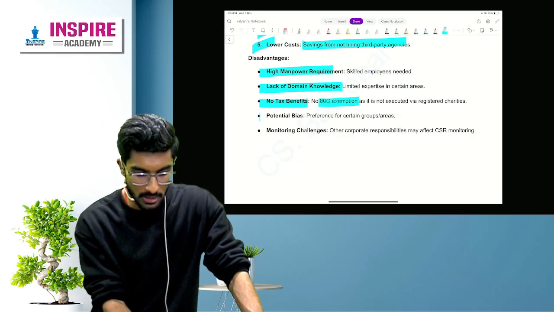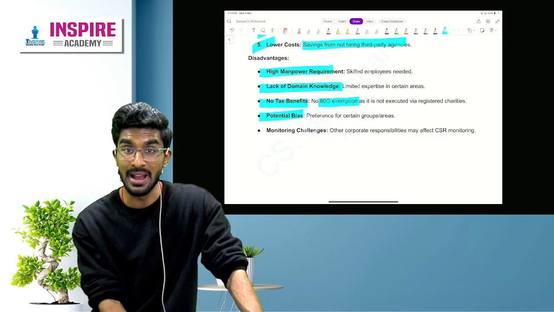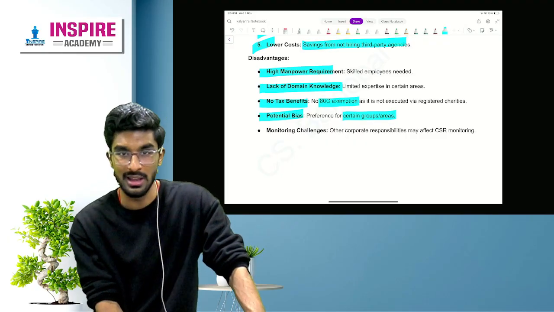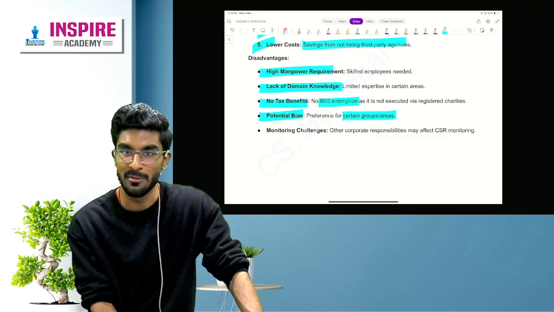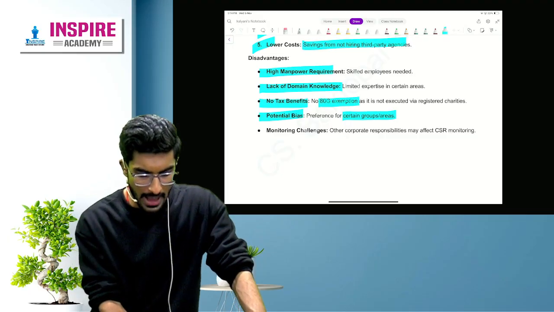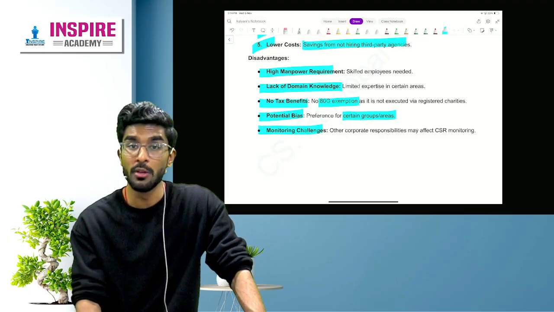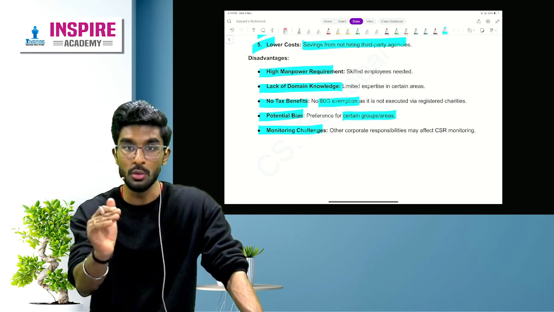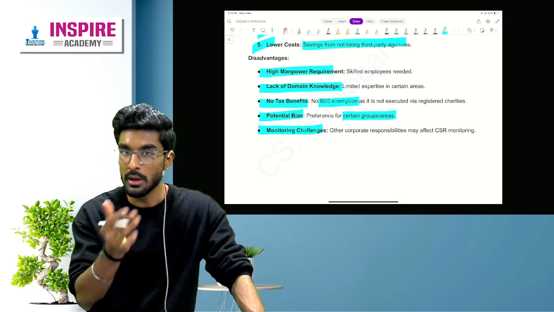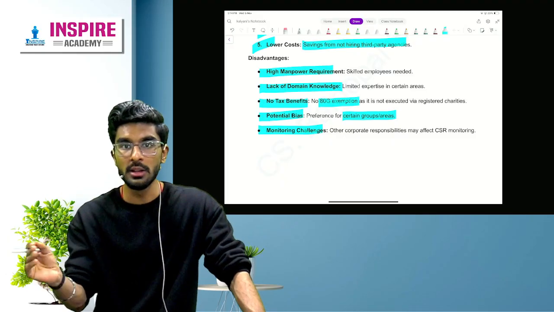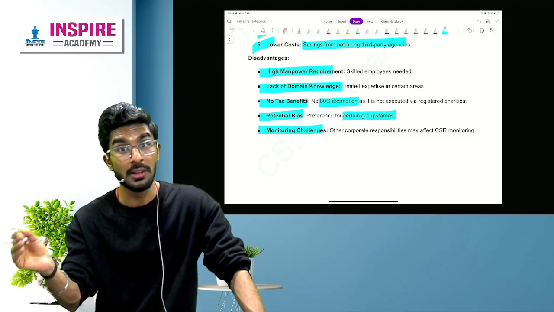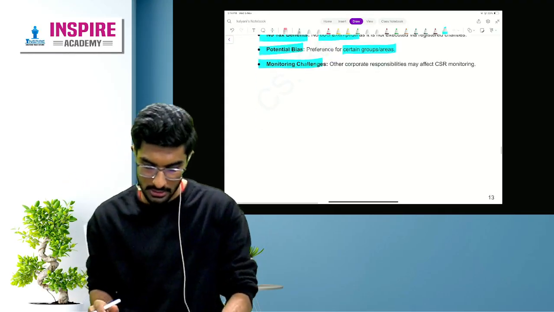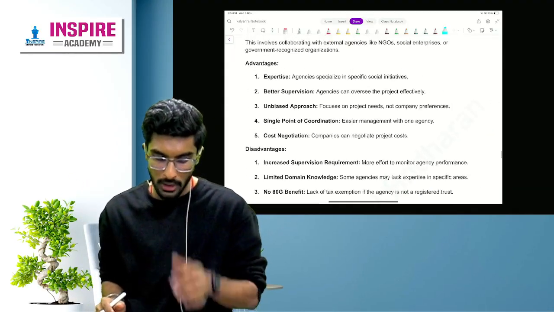And then people, potential bias. You might be biased potentially, which means what? You might give preference to certain groups or areas because it might be your native place, it might be something else. Okay. And last is you will not be able to monitor it in the most effective way possible because you are involved in your business, you are involved in your work. How do you think you can monitor the CSR progress? It's going to be very, very difficult. I'm not saying it is impossible, it is going to be difficult.